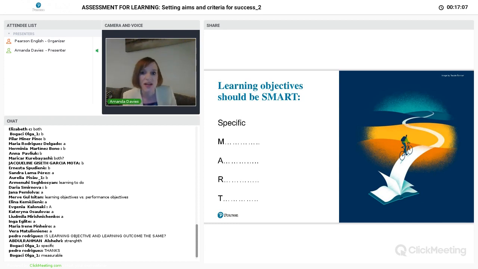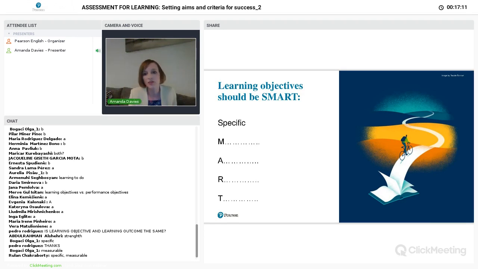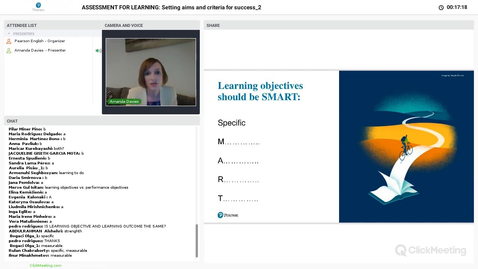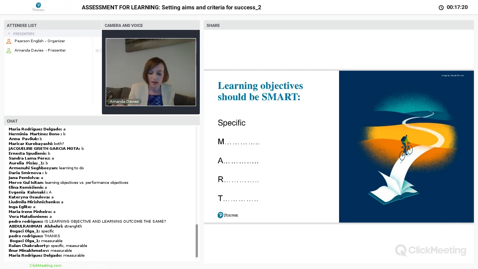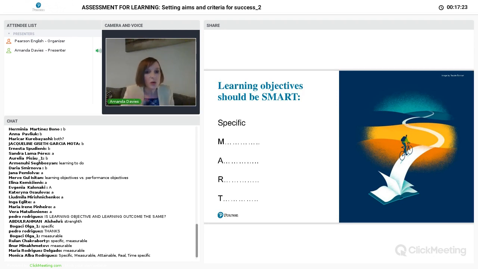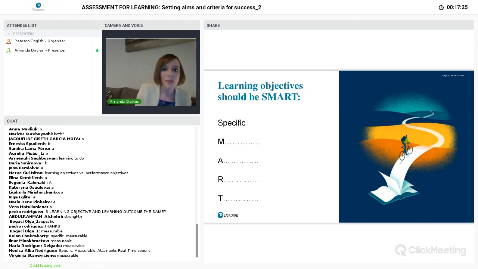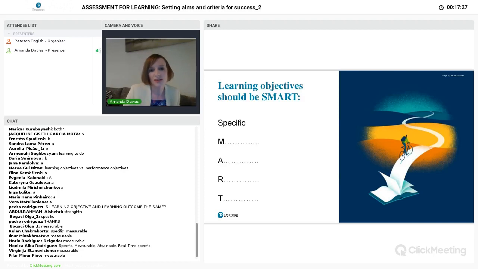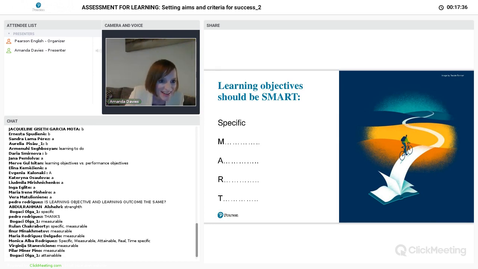Olga got there first. So they need to be specific. So a specific learning objective would be something like, I can write 10 words related to the environment. So we want to say how many words, what the context is. A non-specific learning objective would be, we're going to learn some words about nature. It's not very specific. What's the M? Oh, you've already got there, I think. Olga is first again. So measurable.